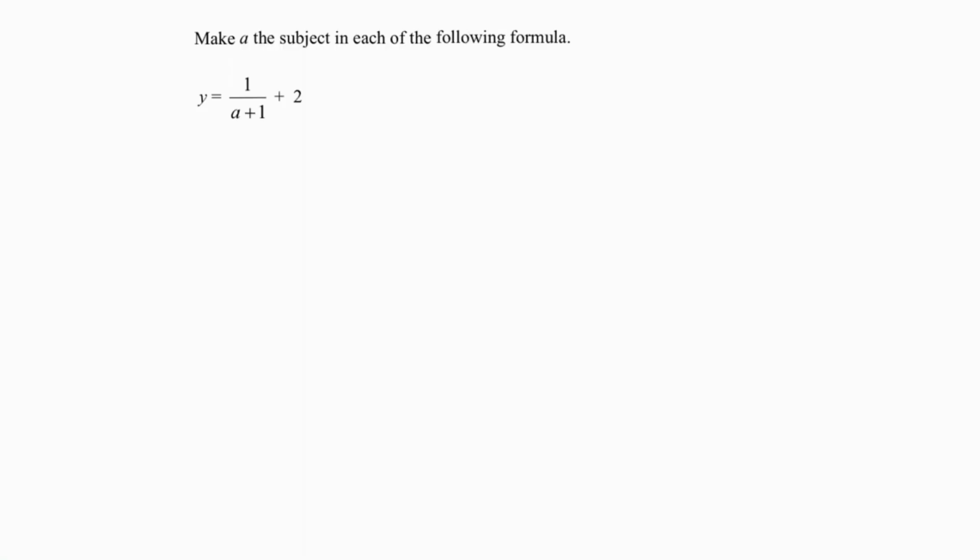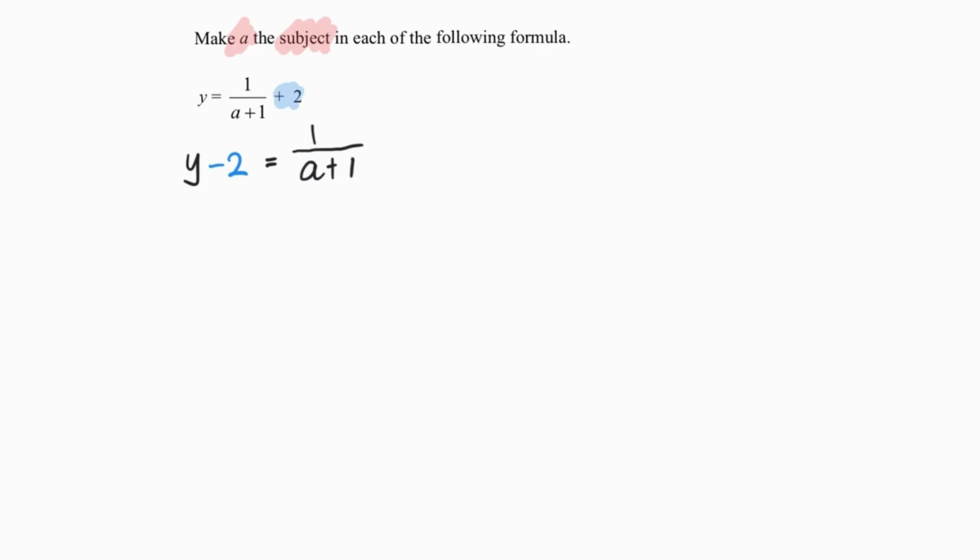Hello everyone, welcome to this video where we are required to make A the subject of this formula. So I see that A is actually part of the denominator at one side, and the number 2 has no A. So the very first step that I'm going to do is to minus 2 on both sides, so that one side only has that variable A.